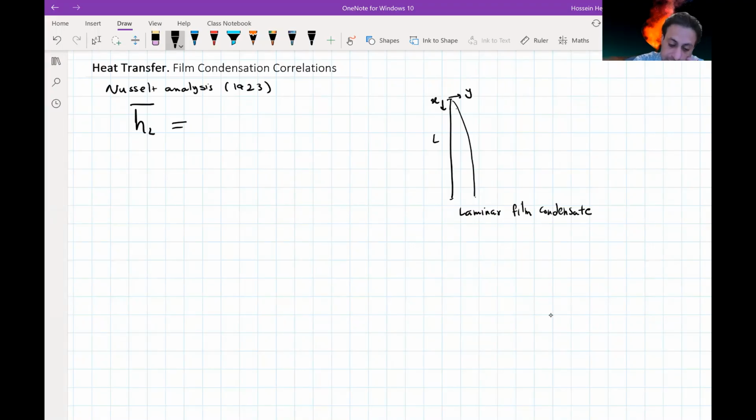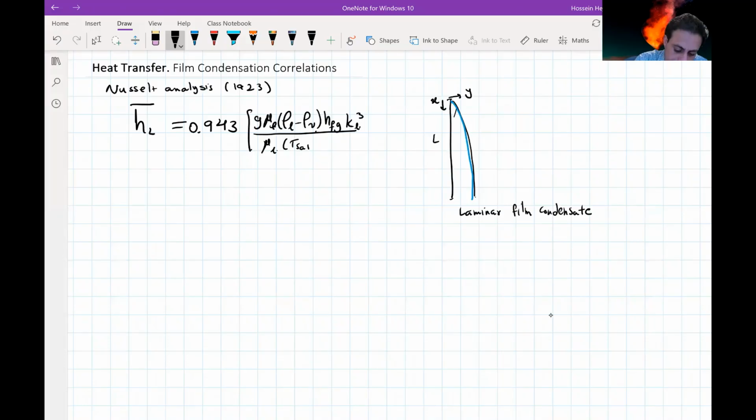This is X and this is Y for this condensate flow for this system, and the correlation is the equation that you analytically develop: h_L = 0.943 [g ρ_L (ρ_L − ρ_V) h_fg k_L^3 / (μ_L (T_sat − T_s) L)]^(1/4).